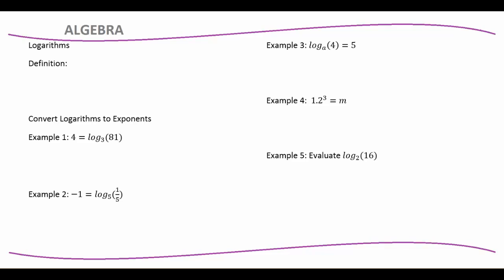The logarithmic function to the base a, where a is greater than 0 and a does not equal 1, is denoted by y equals log base a of x. We read this as y is the logarithm to the base a of x. And it's defined by y equals log base a of x if and only if, and the double arrow represents if and only if, x equals a to the y.